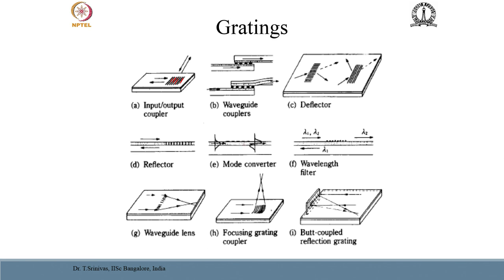Typically a grating is formed on the waveguide and light is passed through that and the mode could be converted. Another application is a wavelength filter. When you have several wavelengths coming in, the grating can choose a given wavelength, like lambda 2 is shown here, and all other wavelengths are rejected. It can be the opposite also, where all the wavelengths are passed through the grating except the one which matches the grating pitch. So, you can have wavelength filters based on the gratings.